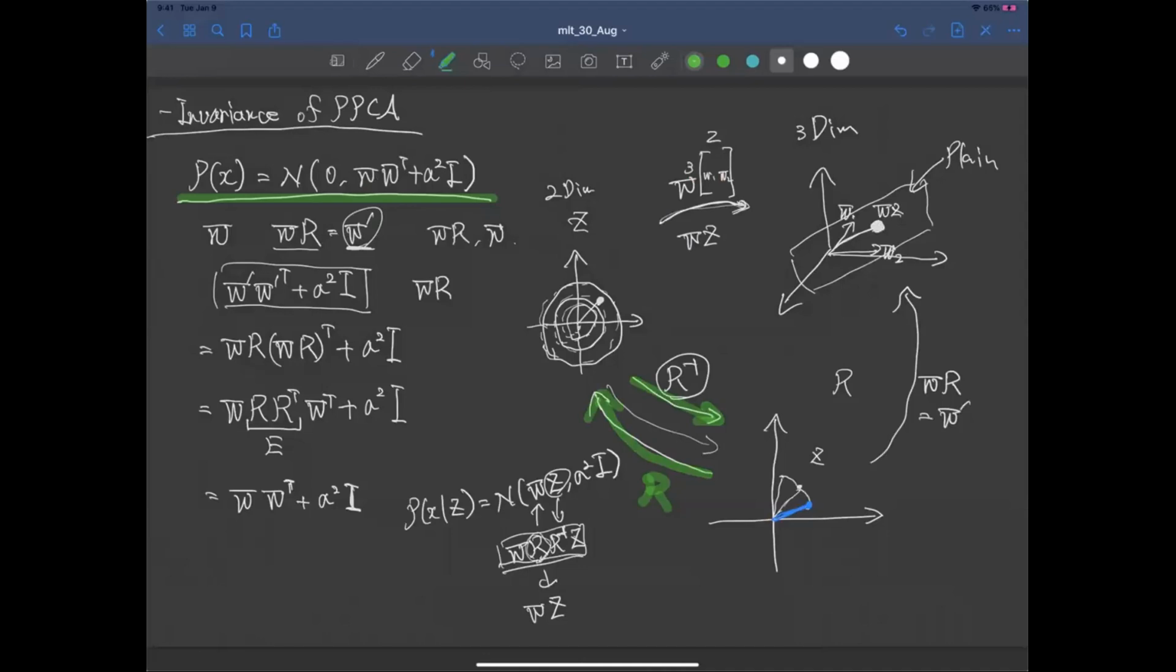Then actually I programmed the probabilistic PCA. Let's see how it looks. Wait a moment. I will show the result.